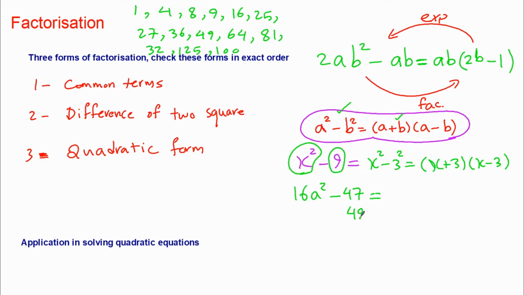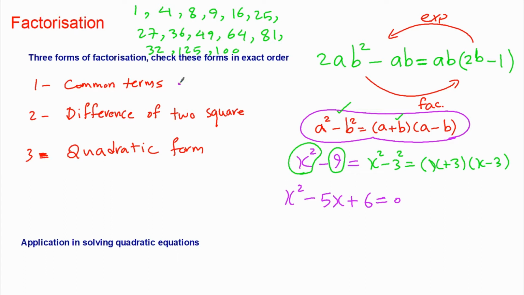Okay, the final form of factorization is the quadratic form. So for the quadratic form, I'm just going to start with an example again: x squared minus 5x plus 6 equals 0. If you look at this example, there is no common term between x squared, 5x, and 6. It is not a difference of two squares, because x squared is squared, but 5x and 6 are not. They're not a complete square.